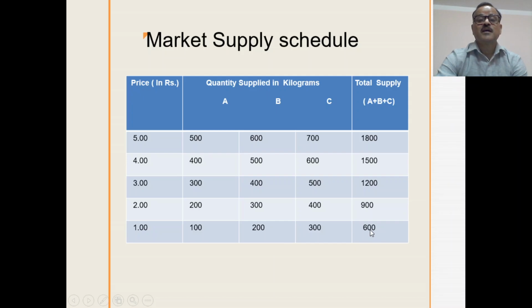The trend of increasing and decreasing is the same whether it is the case of an individual supplier, an individual firm, or the case of market supply or total supply. It means high price, high supply; low price, low supply. The same thing is shown in the market supply: at a high price, the highest quantity is supplied, and at a low price, the lowest quantity is supplied.